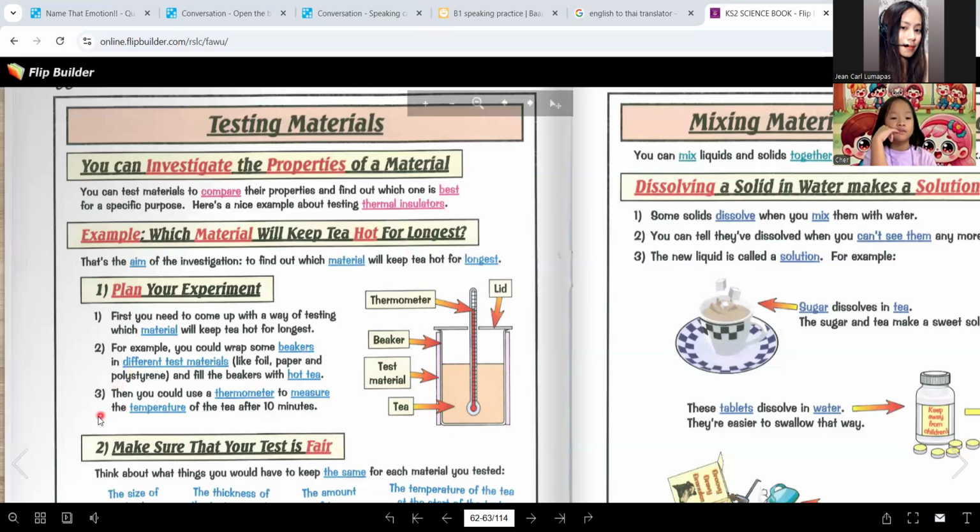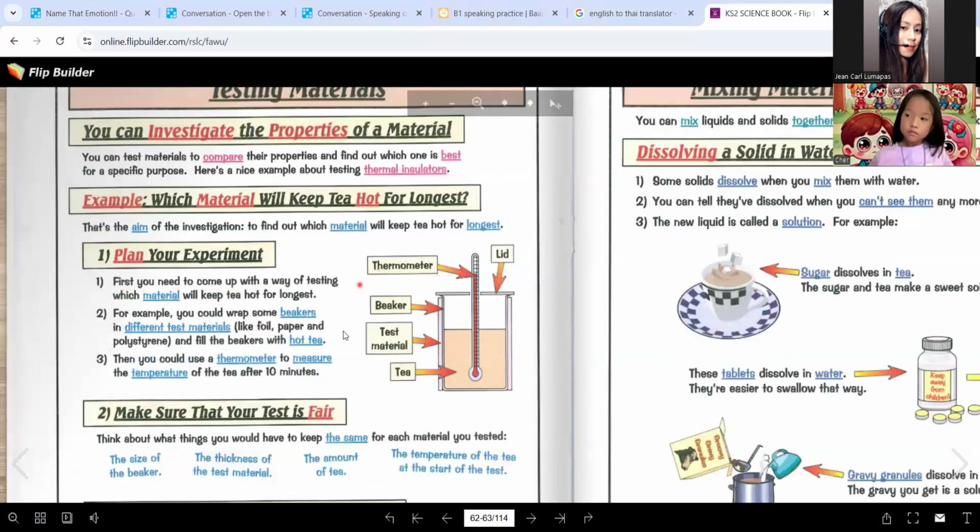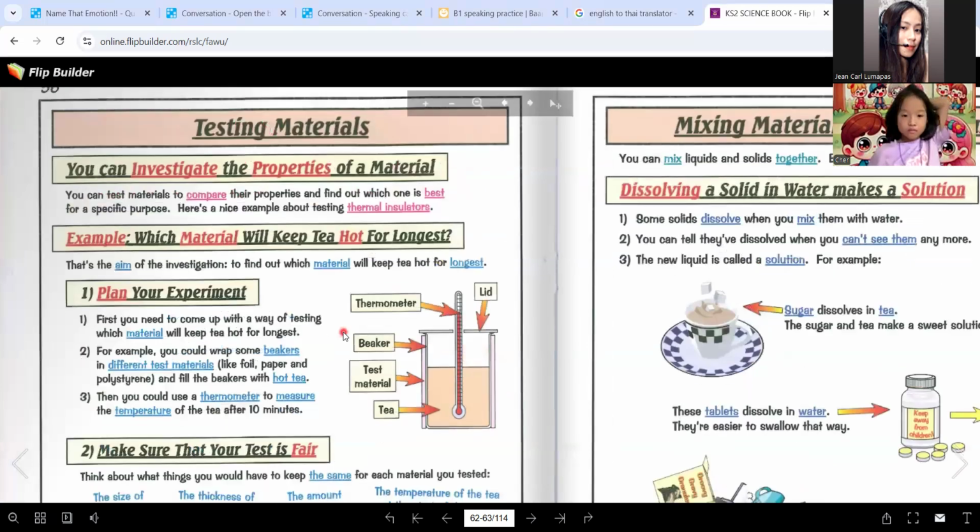Number three. Then use a thermometer to measure the temperature of the tea after 10 minutes. That's good. So, do you understand number one, plan your experiment? Yes. Good.